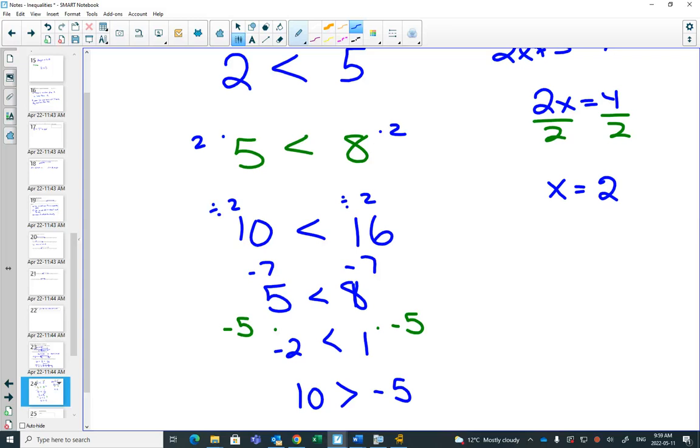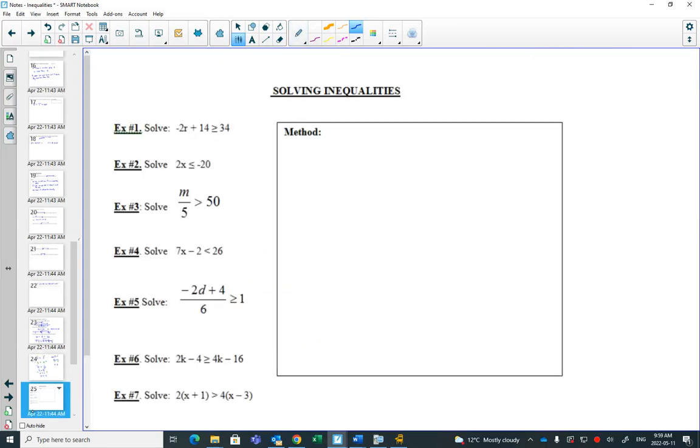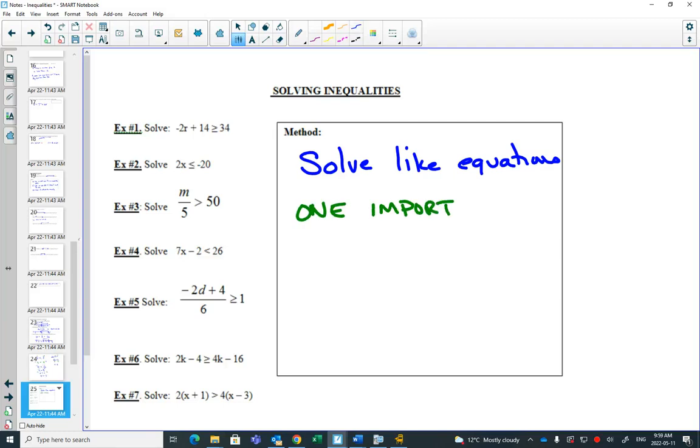So if you turn to your notes to solving inequalities, the method basically is solve like equations. So what you do to one side, you do to the other. And we combine like terms just like that. But there is one important new rule.